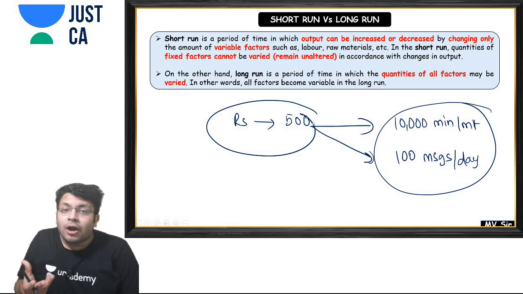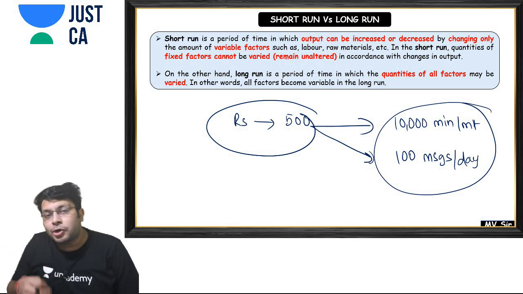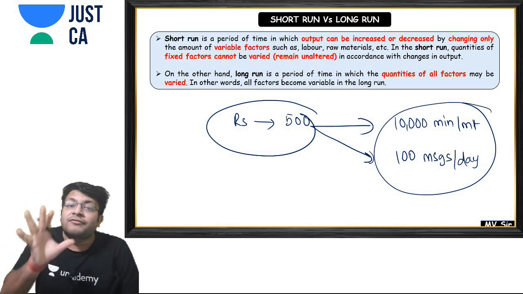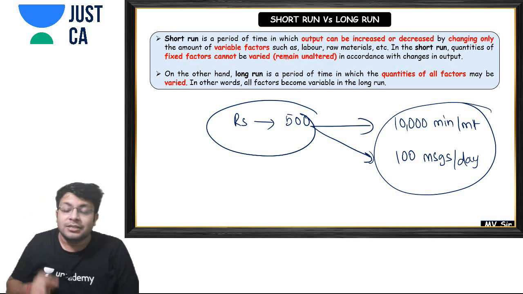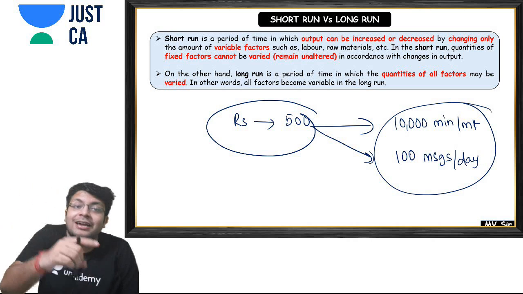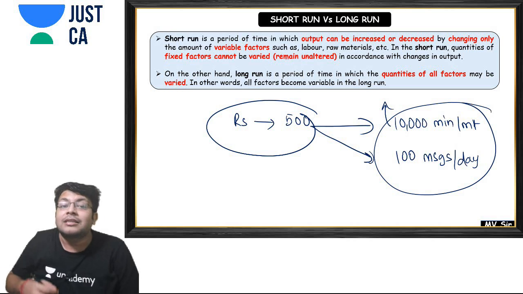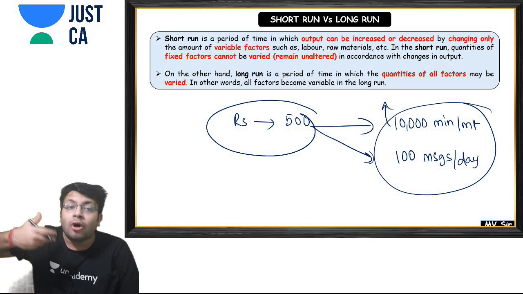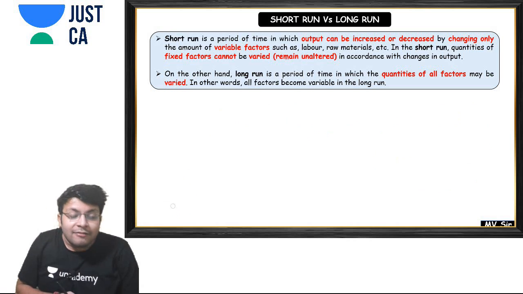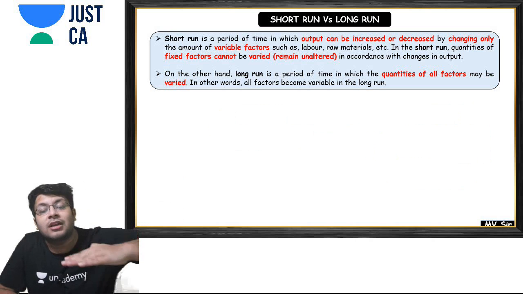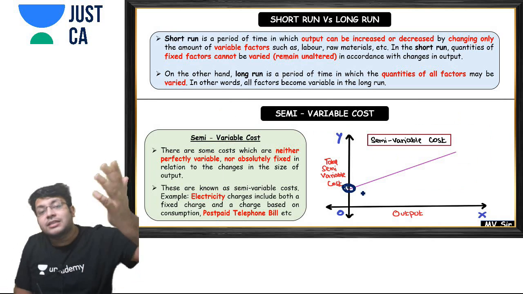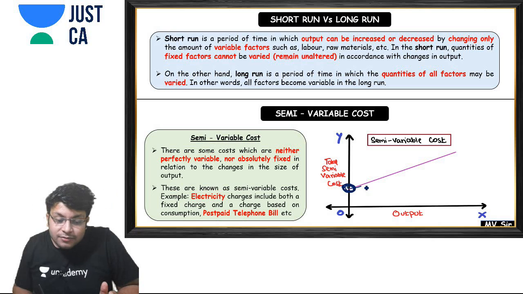Now, even if you talk for just 2000 minutes in a month, they'll still charge you 500. If you talk for 5000 minutes, still 500 rupees. If you talk for 8000 minutes, still 500 rupees. But if you talk for more than 10,000 minutes, then the more talk time you use, your bill will start increasing. What does this mean? That semi-variable cost is fixed up to a certain level, and after that, if you increase your usage, your cost will start increasing.